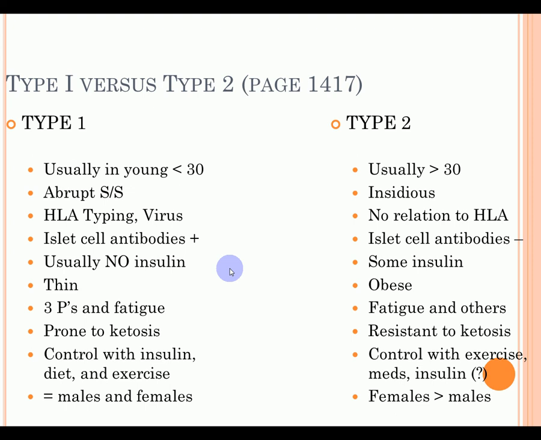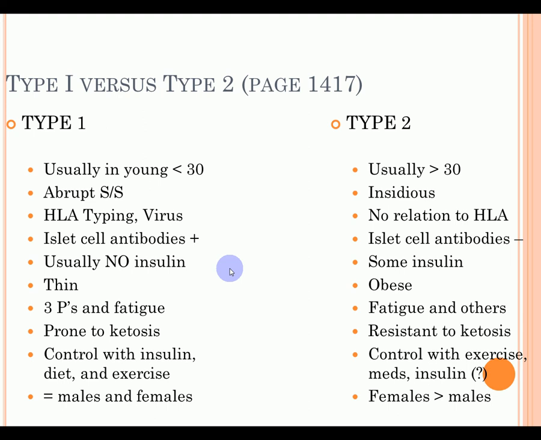Usually they have no insulin whatsoever, because they have destroyed the beta cells. Usually they're quite thin. They do have the 3 Ps that we associate with diabetes: the polyuria, polydipsia, and polyphagia. I'm sorry, I said they didn't; excuse me. This is type 1. They do have the 3 Ps and the fatigue. In other words, they have the increased urination, the increased thirst, and the increased hunger. That's our 3 Ps, and fatigue.